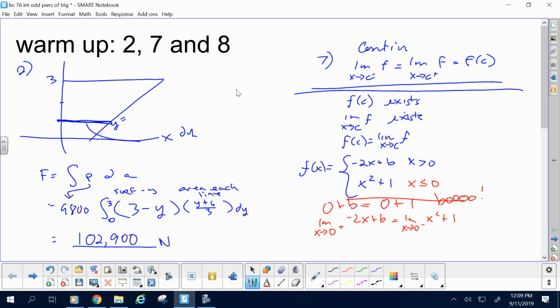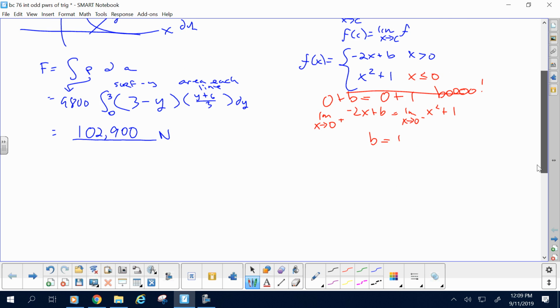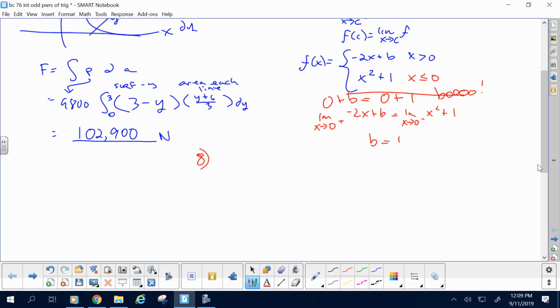Negative, what do we got there? b then equals 1. Is that all you had to do? Oh, that's so easy. Okay, number 8. At least tell me you had to prove continuity there.